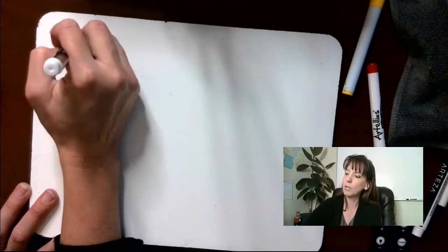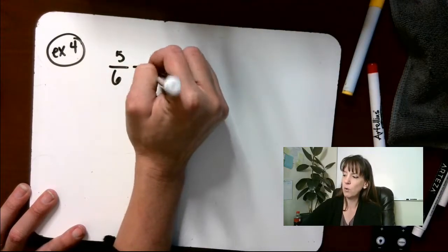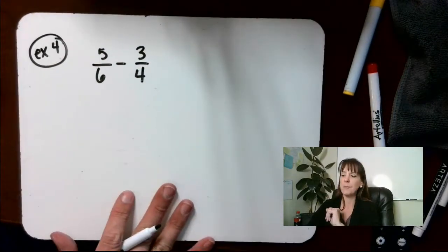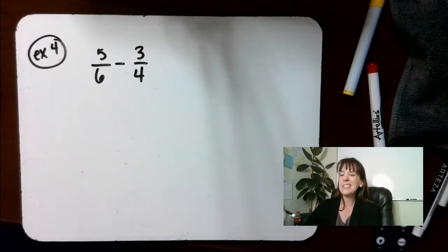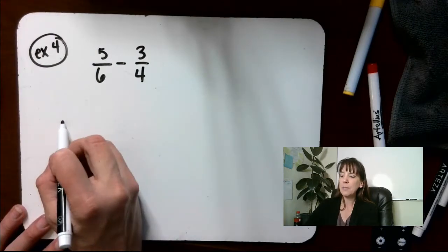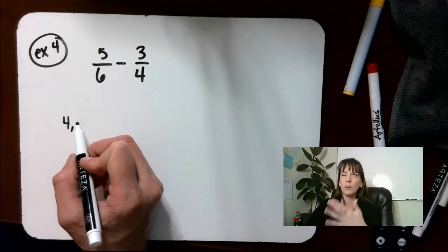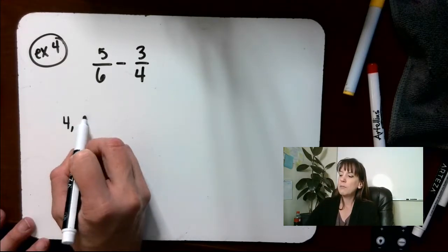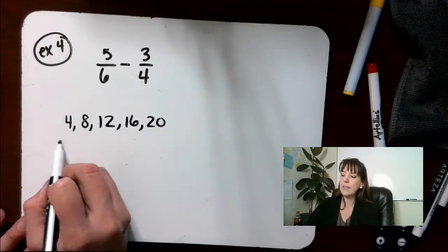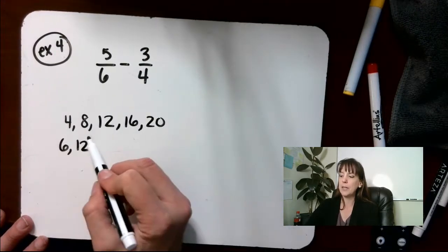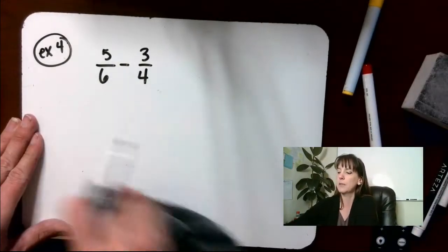Example number 4. We have 5/6 minus 3/4. 6 and 4. See, this is a common one. 6 times 4 is 24, right? But that's not our least common denominator. If we think about all of our multiples, 4, 8, 12, 16, 20, right? And then 6, 12, bam, there you go. 4 and 6 have 12 in common is what I meant to say.